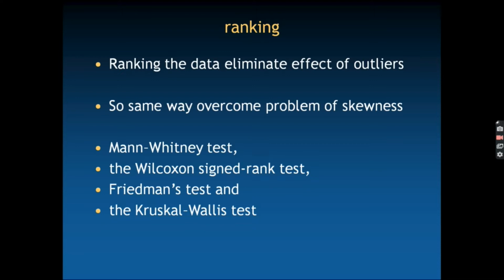So what happens while ranking? Suppose we have 20 data points, and the 19th observation has a value of 20, and the 20th observation has a value of 50. So 50 is an outlier. When you rank the data, they will have ranks of 19 and 20. So the effect of the outlier is eliminated because there is only a difference of 1, between 19 and 20.